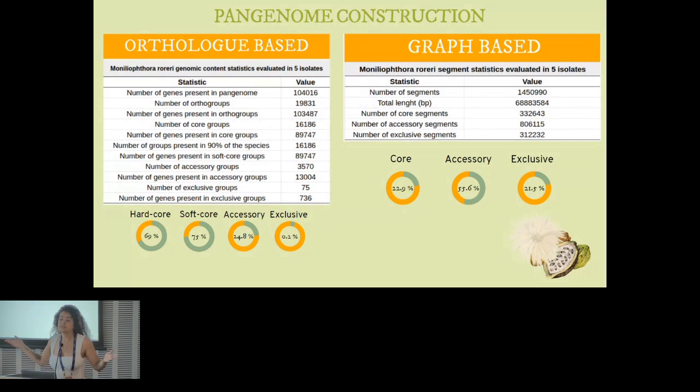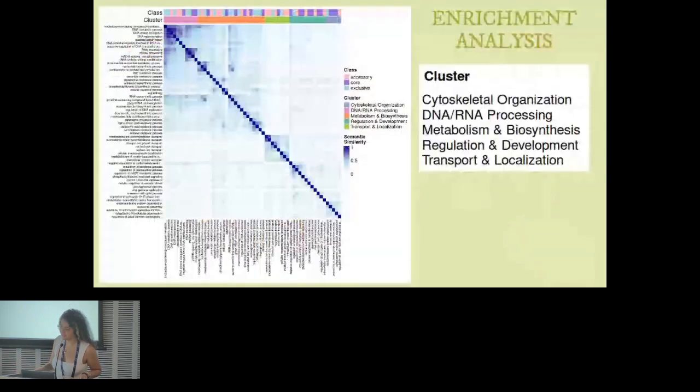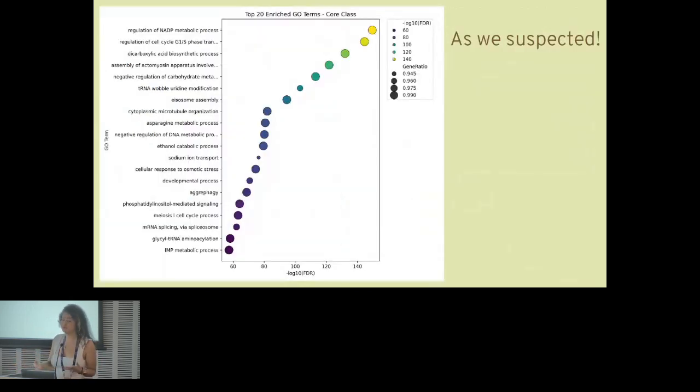So then we said, okay, let's see, what do we have inside those genomes? So for this, we made a GO enrichment analysis, and we actually managed to find a lot of enriched GO terms. We decided to cluster them in these 5 clusters you're seeing on the right. Once again, we found, as we expected, the GO terms that are enriched in the core pangenome are mainly related to survival, to development, to tissue growth.